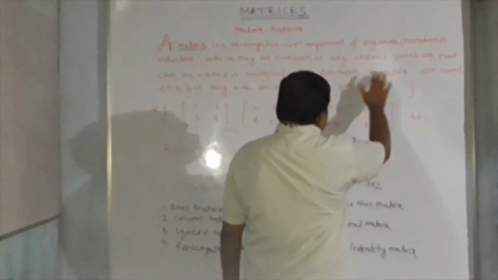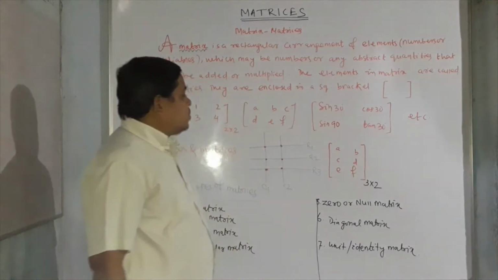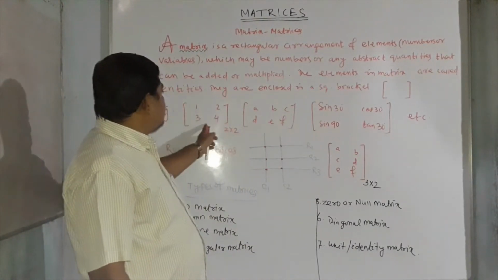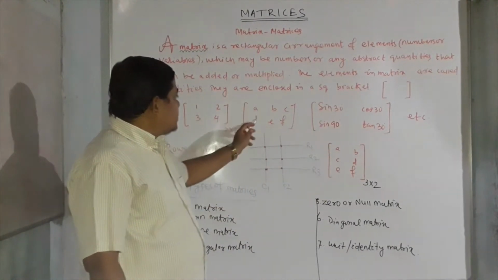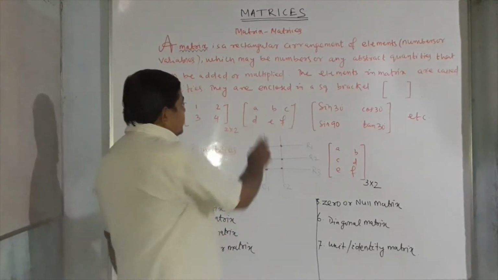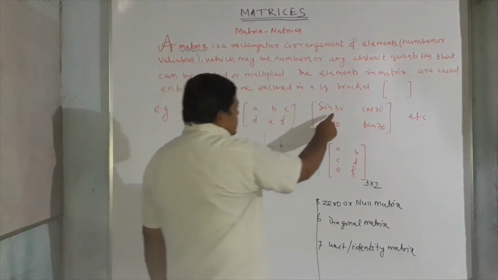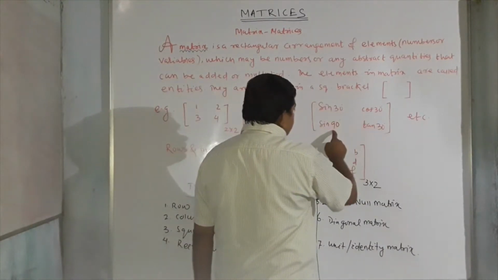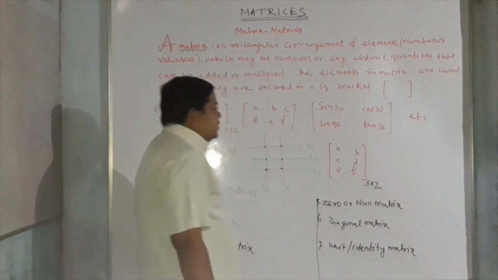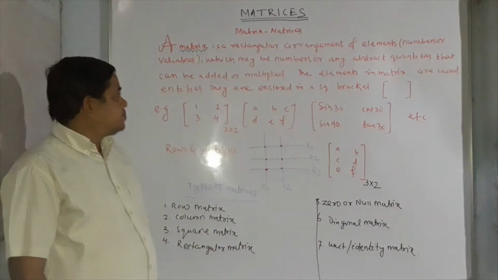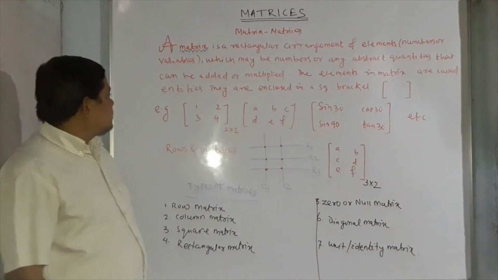Now the elements in a matrix are called entries. What are the entries? Here 1, 2, 3, 4 are entries. Here A, B, C, D, E, F all are entries. Here there is a gap, not a single A, B, C. Here sin 30 degree, cos 30 degree, sin 90 degree, tan 30 degree, all are the entries here. I hope it is clear.